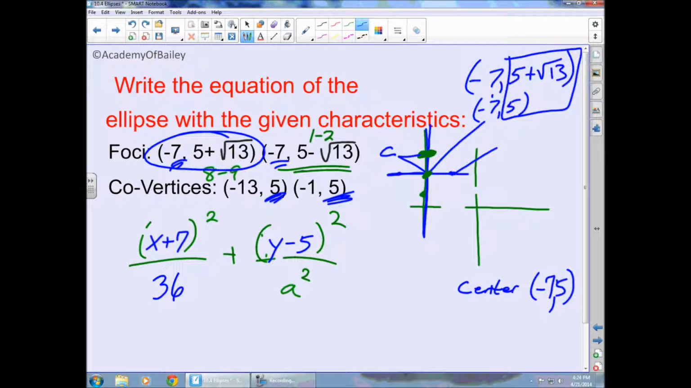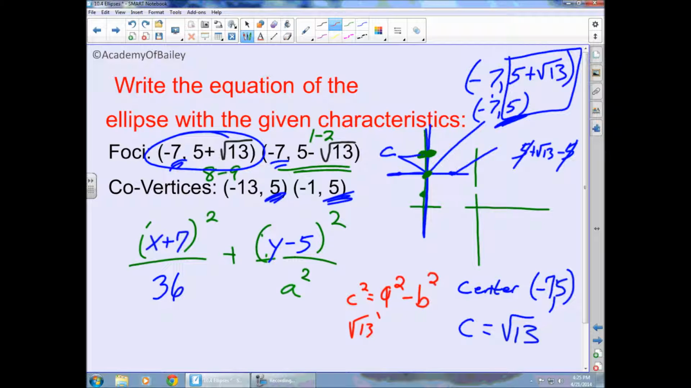So what's the difference there? Well, if we have 5 plus the square root of 13, and we want to subtract that 5 from it, well, what do we get? Well, 5 minus 5 is 0, leaving us with the square root of 13, and that is what c is going to be equal to. So we know what c is, we know what b is. So c squared is equal to a squared minus b squared. C squared is going to be the square root of 13 squared. We don't know what a is, so that's a squared. And b is going to be, remember, b is not 36. B is 6.